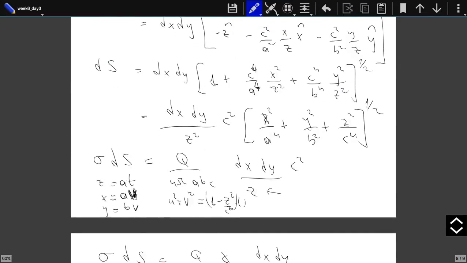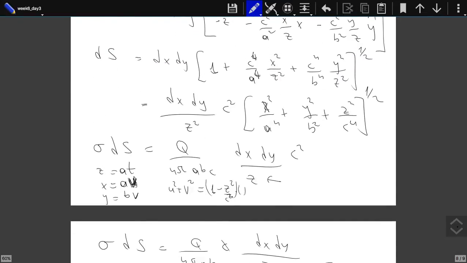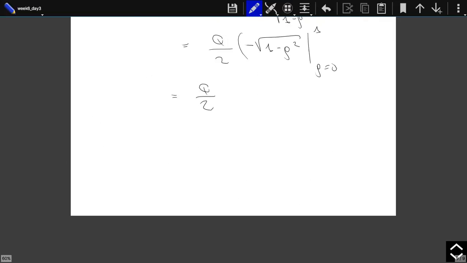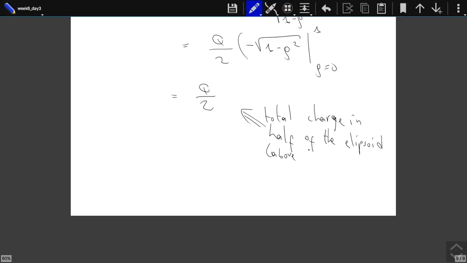Now the trick is how to calculate ds. This is only for the top surface. Yes, this is for the top surface, he's right. Because z is equal to this one for the top surface, and z is equal to minus that one for the bottom surface. So this is the total charge in half of the ellipsoid, above the xy plane.